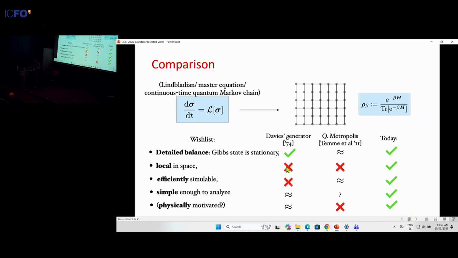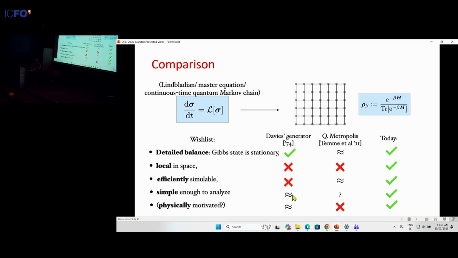Local, right? It's a local algorithm in space. Davies is not, it's very non-local. Quantum Metropolis is very non-local, and this new one is local or quasi-local. Can you efficiently simulate it on a quantum computer? Davies you can't. Quantum Metropolis you can, approximately, and this one you can as well. It's simple enough that you can actually prove things, as I showed, with these people proving rapid mixing in some cases.